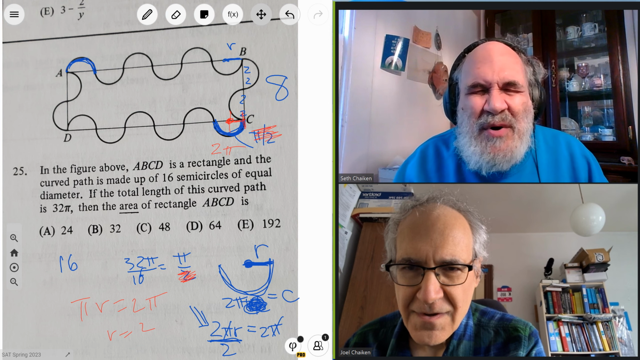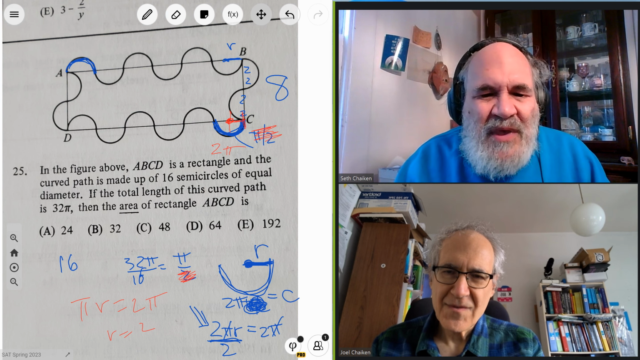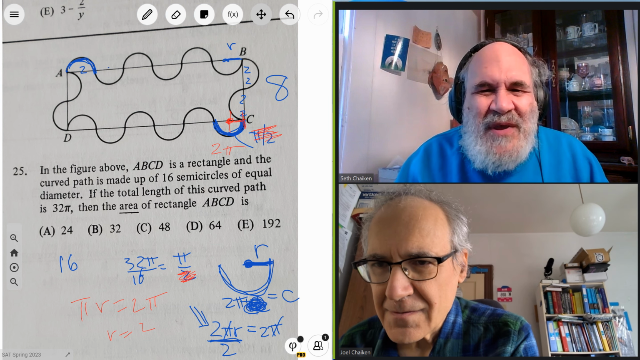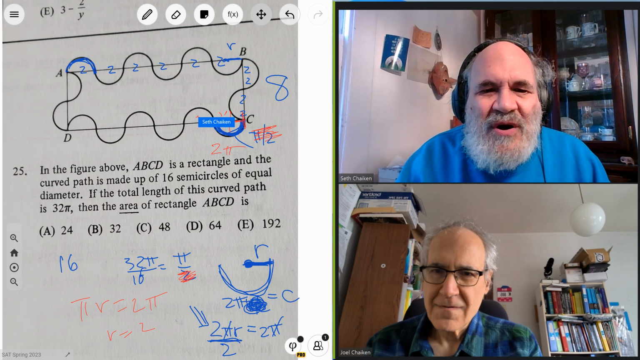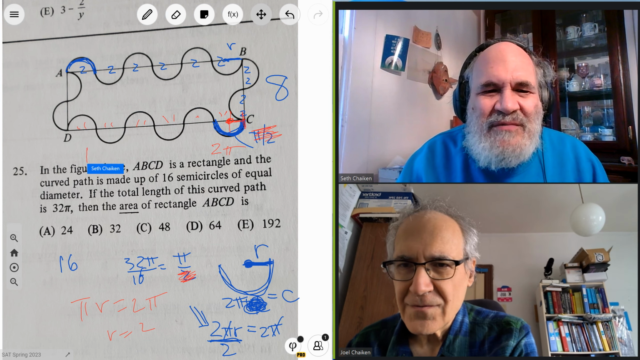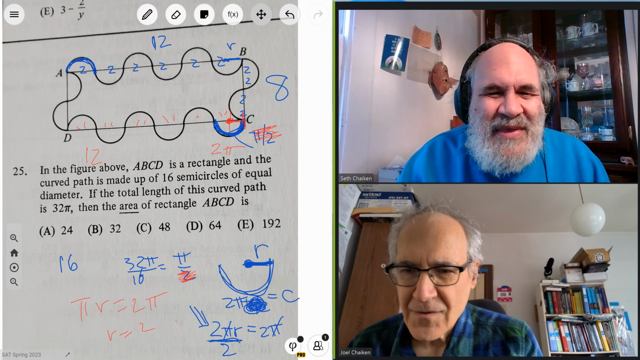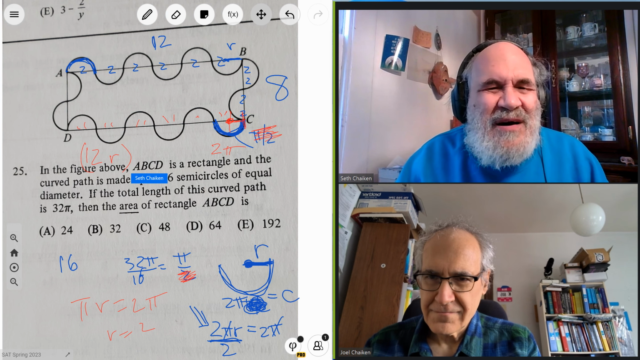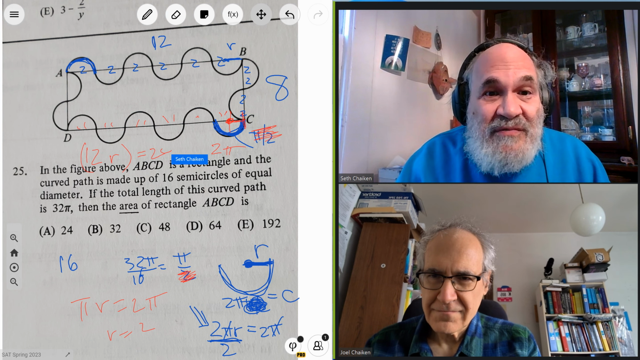Now we have to figure out the length of each side and multiply the two lengths. So let's count them. There are two r's for each semicircle. 1, 2, 3, 4, 5, 6, 7, 8, 9, 10, 11, 12. So 12 semicircles. So 12r is the length of the long side. R equals 2, so it's 24.